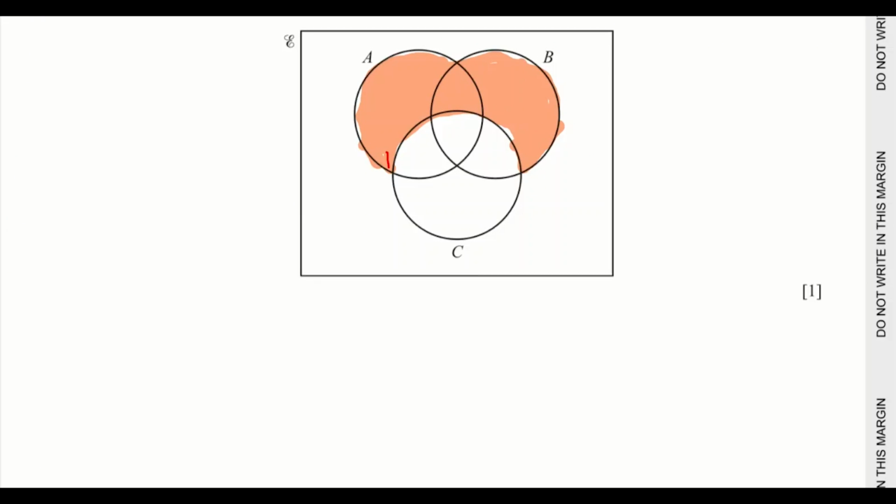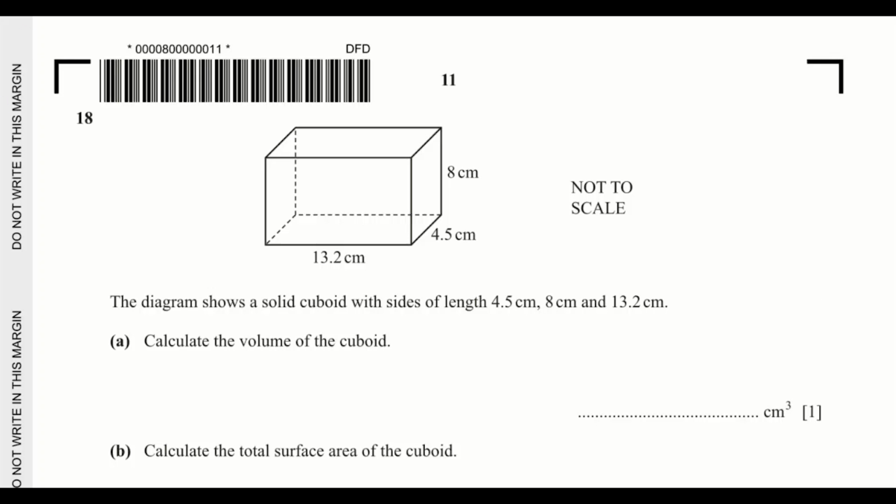So let's go to the next question. That will be question 18. The diagram shows a solid cuboid with sides of length 4.5 centimeters, 8 centimeters, and 13.2 centimeters. So part A, calculate the volume of the cuboid.